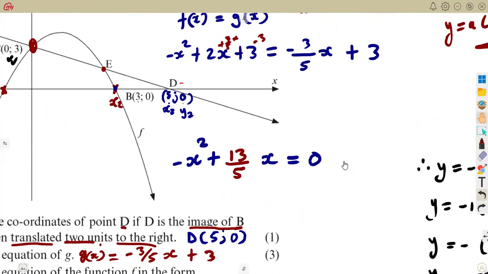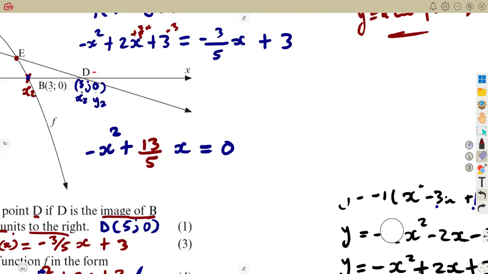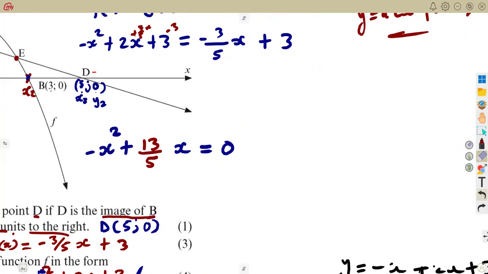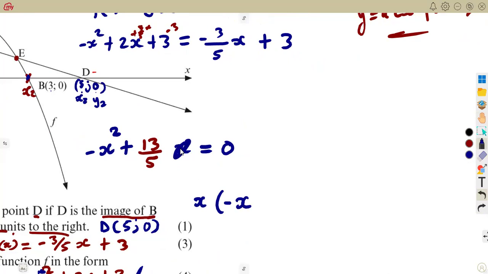We can simply factorize. Factoring out the highest common factor, which is x, we can take it as a negative just to make the coefficient of x squared positive. That one, guys, it's your own. You can factor out x as it is. Factoring out x, this will be what? Minus x. Remember, minus x squared divided by x. So that's minus x. If we factor out x, this is going to remain as what? 13 over 5. So that's plus 13 over 5, which is equal to 0.